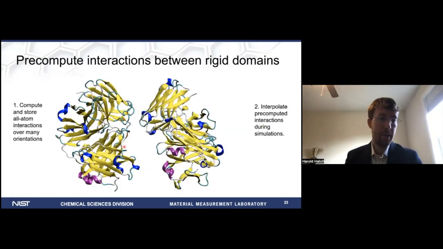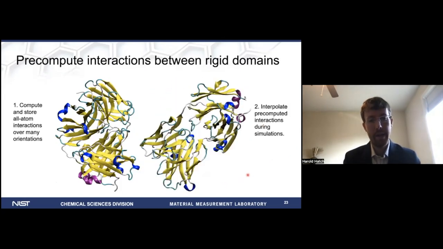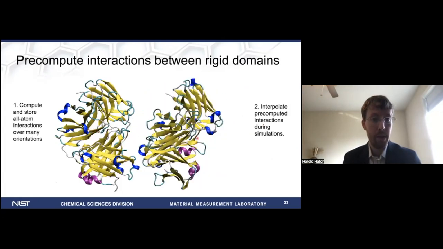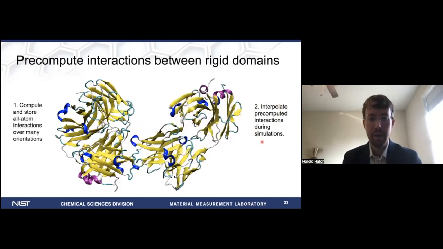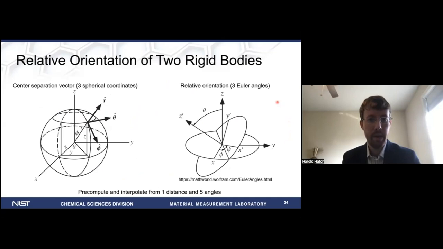So what I can do, and what I'm proposing here, is that we could take one domain of the antibody and fix it, and then systematically rotate the other domain about it and calculate those interactions using an all-atom model that you store. And then during the coarse-grained simulation, you can interpolate from those precomputed interactions. So if you have two rigid bodies, there's 6 degrees of freedom that you search over. If one domain is fixed, then the center of the other domain is given by three coordinates, and then its orientation is three more. So you could think of looking at this in terms of one distance and five angles.